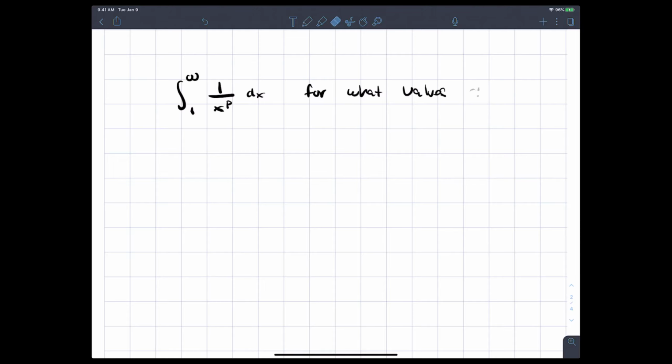And it's for what values of p do you have convergence? A very, very famous kind of question. For what values of p do you have convergence here?